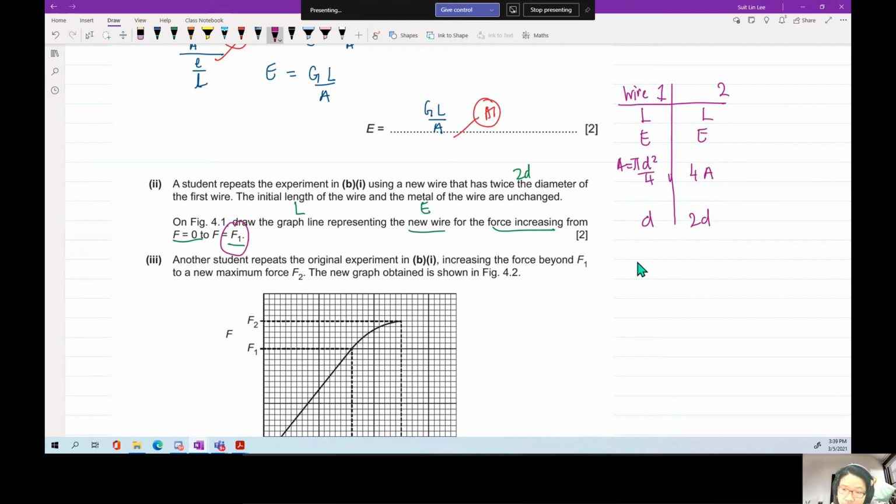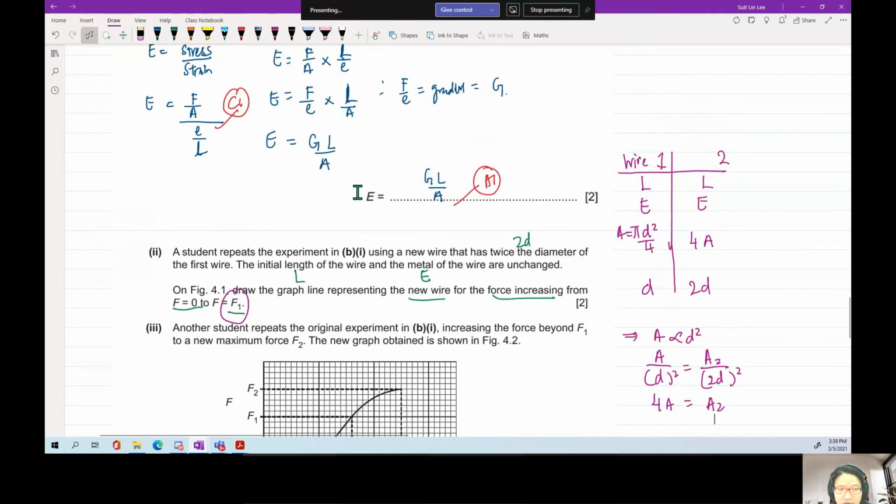Okay, because if you need it, A is proportional to d square. So A over d square will be equal to A2 over 2d square. Don't forget this 2 got square. d square and d square left and right cancel. So bring up here, it will be 4A is equal to A2. It's okay to do an excursion at the side if you need it. So the area is 4 times. Now I'm going to go back to this thing and look at this.